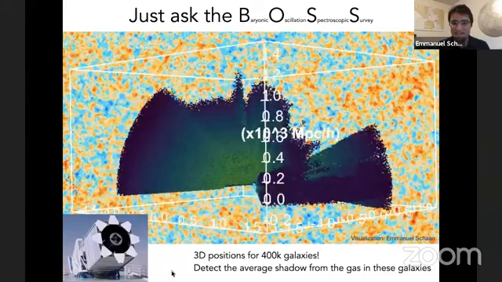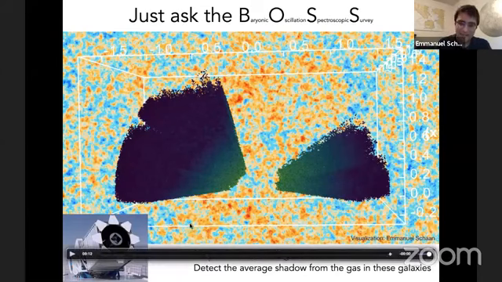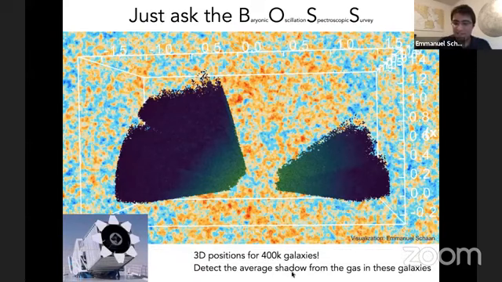And in fact, you have 400,000 galaxies, which is more than the number we need to be able to detect the signal. And what this means is that in principle, if we do things right, if we stack or average the images of the backlight at the position of each of these galaxies together, we should be able to detect our signal, which is the average shadow from the gas around those galaxies.